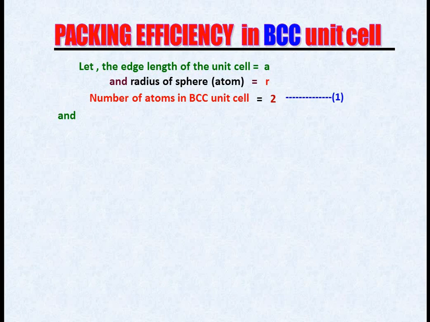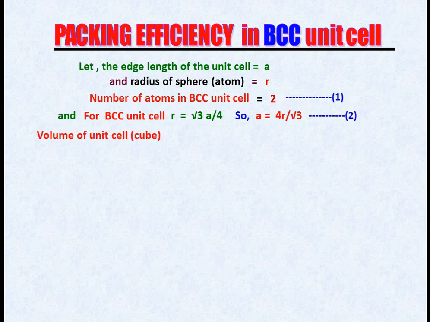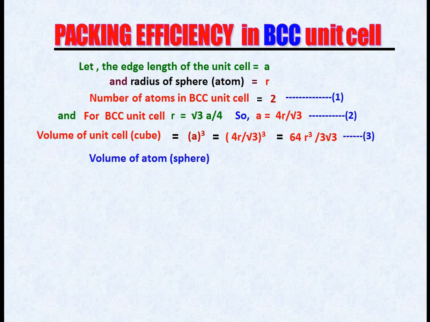And again, for the BCC unit cell, the relation between a and r, the radius of the atom, is r = √3 a/4. So a = 4r/√3. The volume of the unit cell, the cube, is a³. We put the value of a, it becomes (4r/√3)³, which comes to 64r³ divided by 3√3. The volume of the atom or sphere is equal to 4/3 π r³.